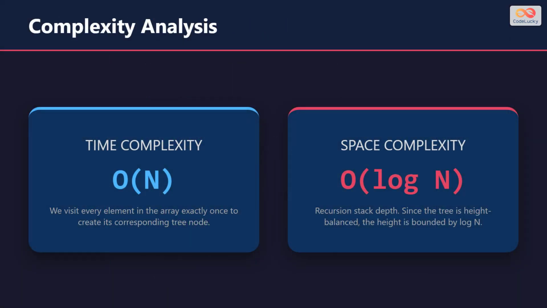Let's analyze the performance. The time complexity is O(n) because we visit each number exactly once to create a node. The space complexity is O(log n), which represents the height of the tree. This space is used by the system's recursion stack.